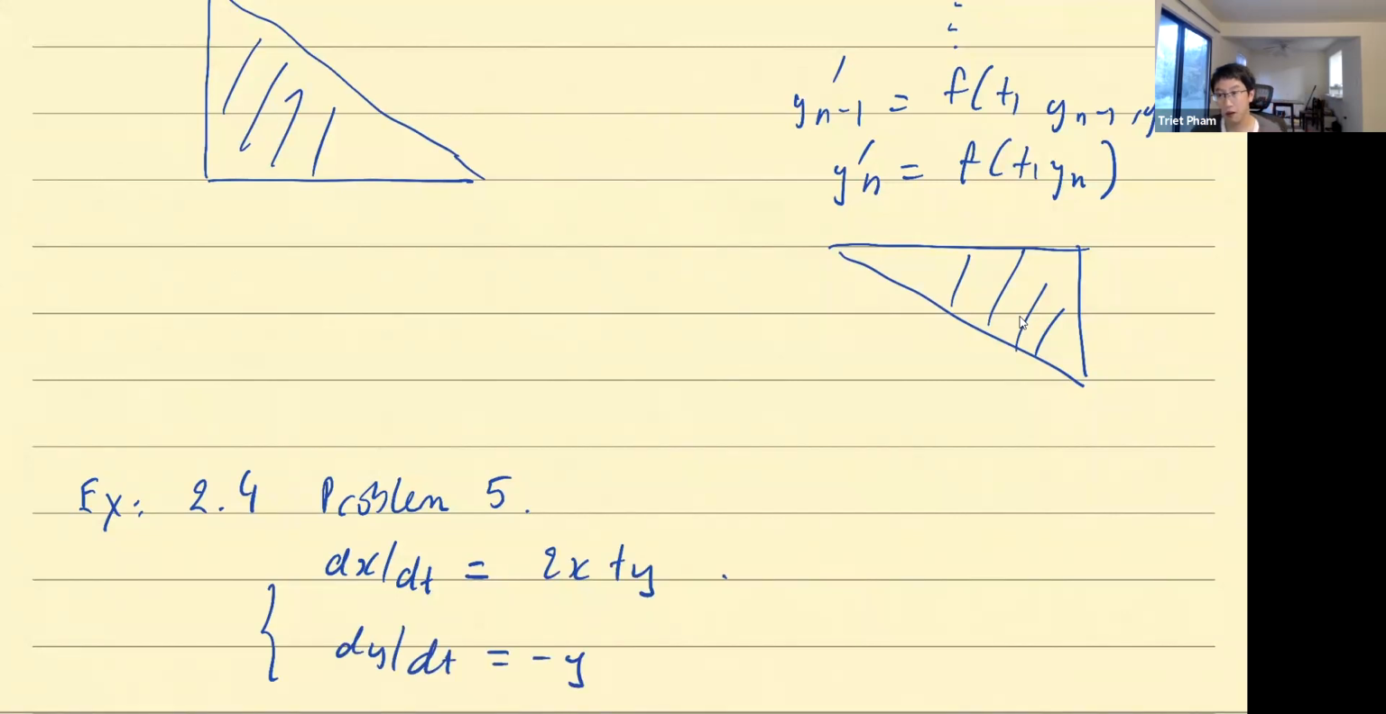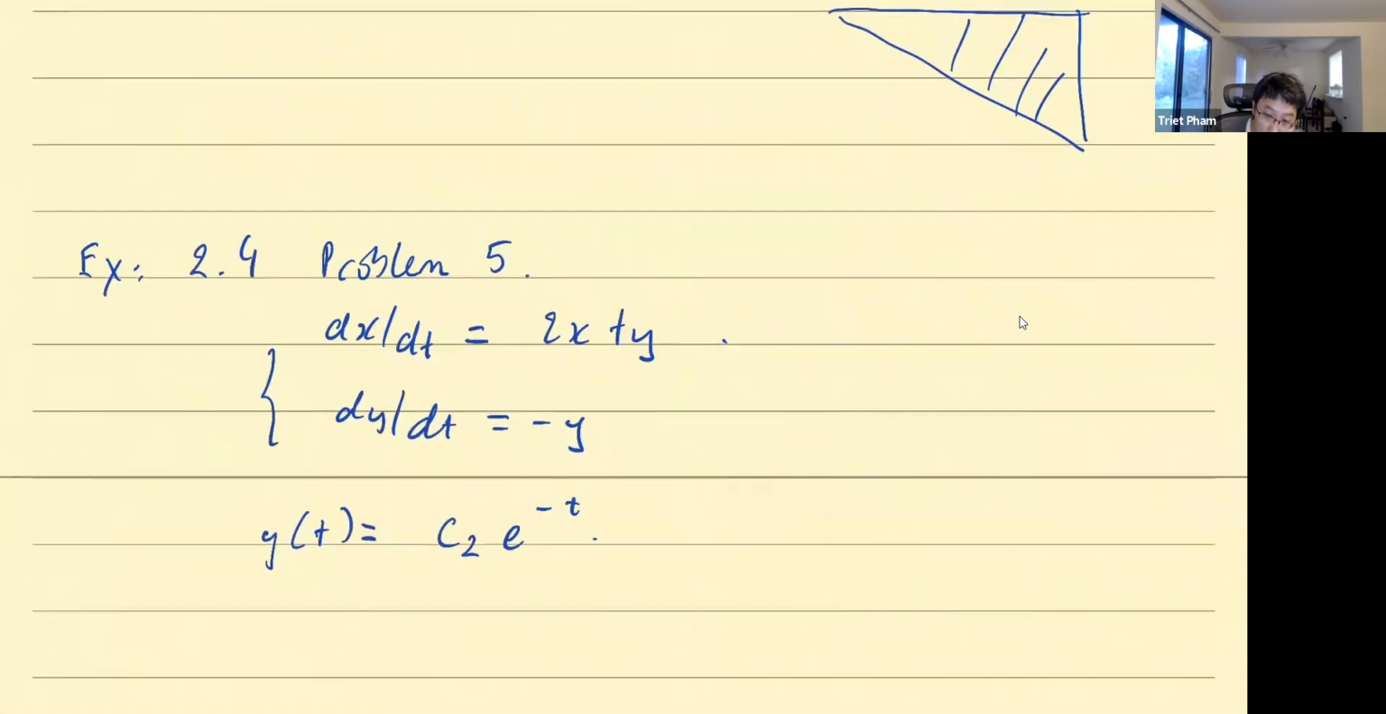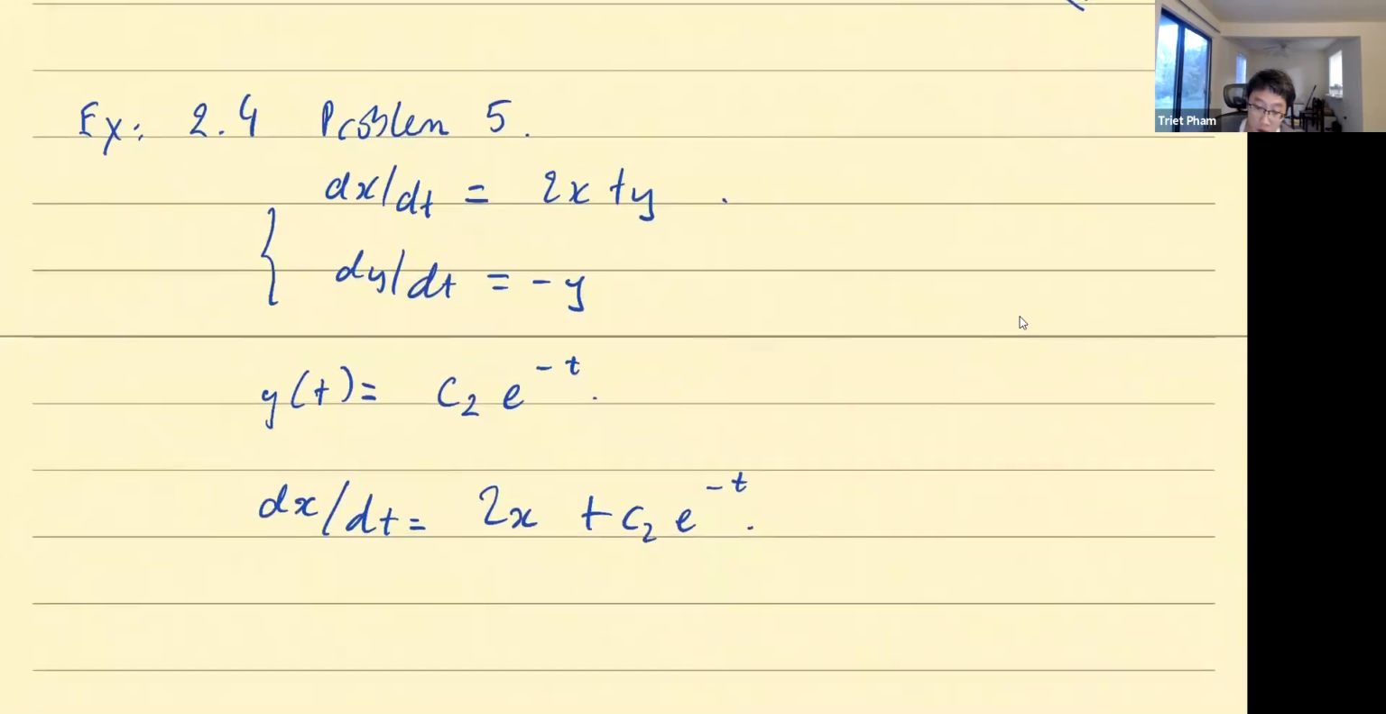Now, it's admittedly a system, but I think everyone knows how to solve this. First of all, we obviously solve for y. So clearly y of t is, let me call it C2, e to the minus t. Agree? Then we plug in. We got dx/dt is 2x plus C2 e to the minus t, right?